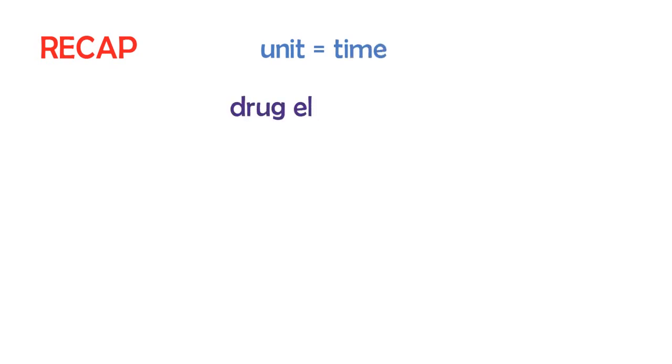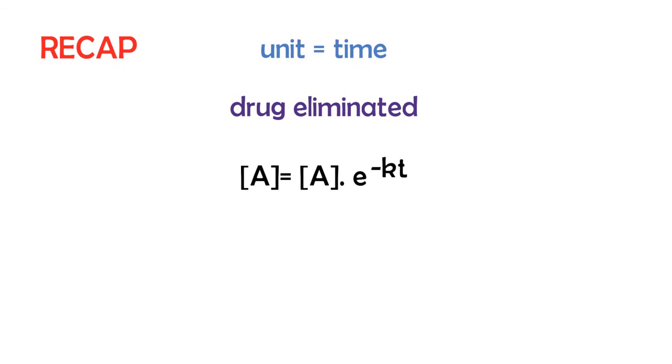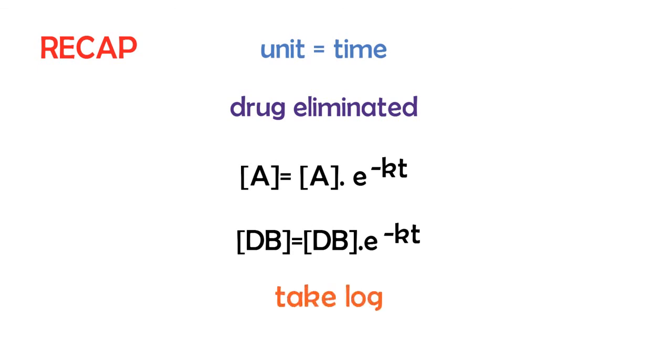So that's all we have of the elimination rate constant. We know the unit is time, and it depends on the amount of drug inside that is going to be eliminated. Then we just have a simple rate law, one equation where we replaced A with dB, and then we took a log of it. That's all it is. It's actually really simple if you get a hang of it.